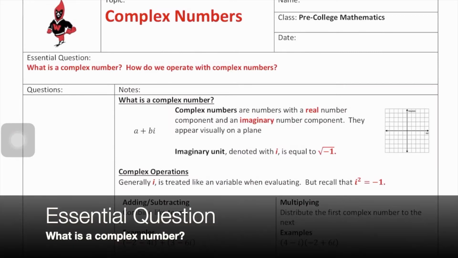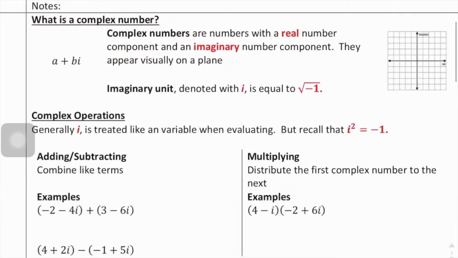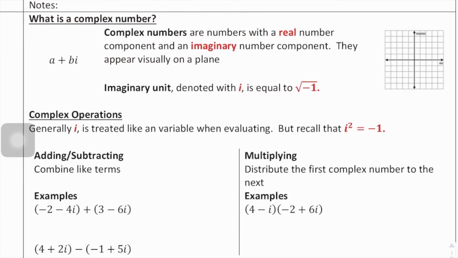All right, so in this video, we're going to cover complex numbers. First question, what is a complex number? Right, so a complex number has both real and imaginary parts. If you don't remember, the imaginary part has an i with it, meaning it's the imaginary number component. And this is generally how a complex number will look.